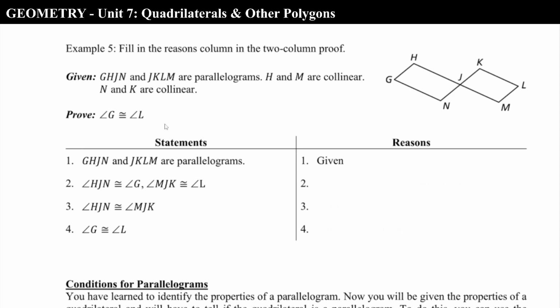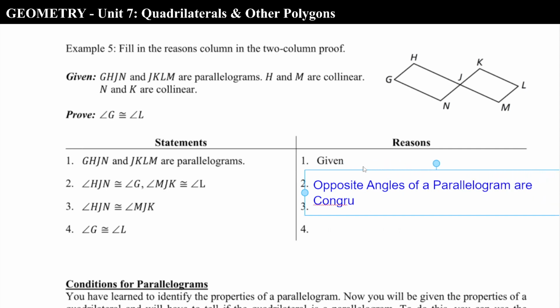So we're going to prove that angle G is congruent to angle L. So GHJN and JKLM are parallelograms. These two items are parallelograms, and that's our given. We know that angle HJN right here is congruent to angle G, and angle MJK is congruent to angle L because opposite angles of a parallelogram are congruent.